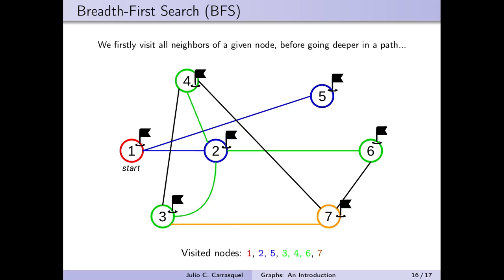Then we are going to check the other nodes, 4 and 6. If we go to those nodes, we see that all of their neighbors have been visited. So the idea then is that we move back, and you see that we have actually visited all the nodes. This was a quick introduction to both algorithms, Depth-First Search and Breadth-First Search.